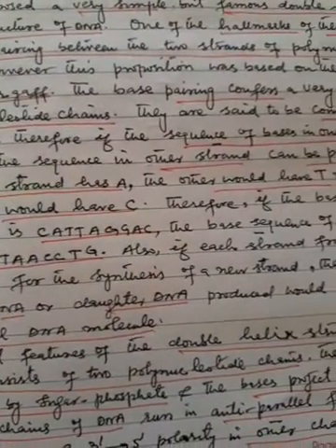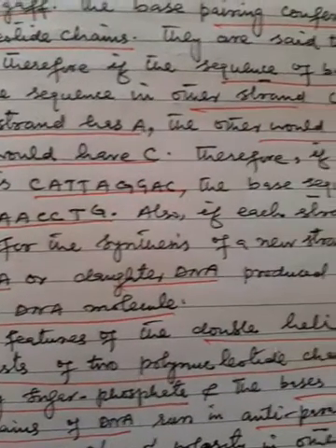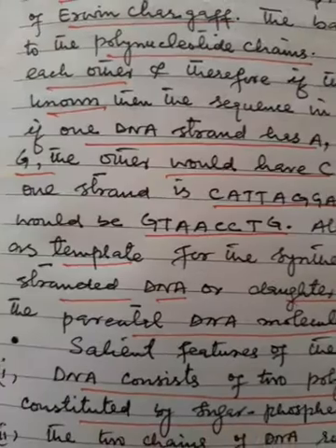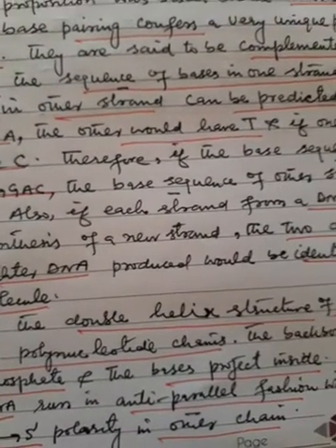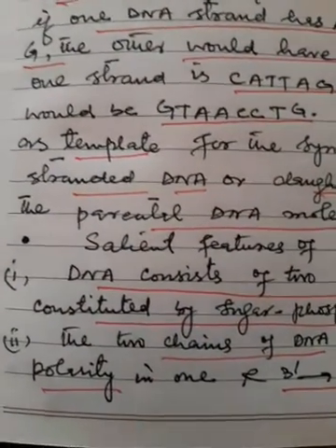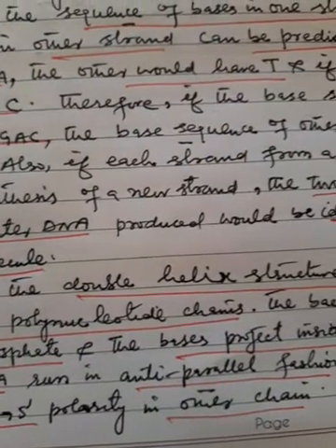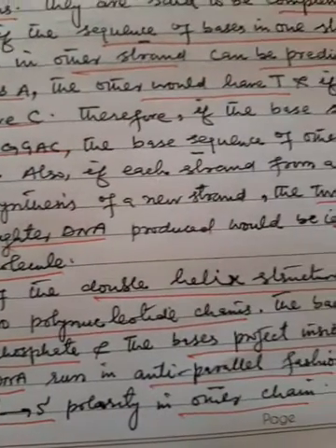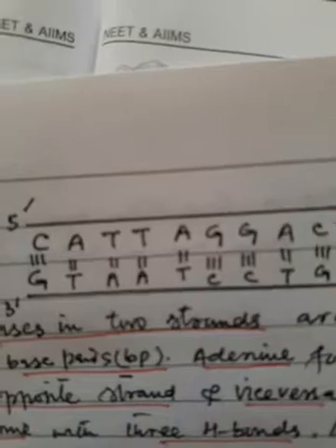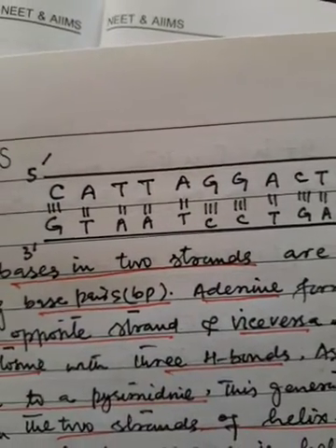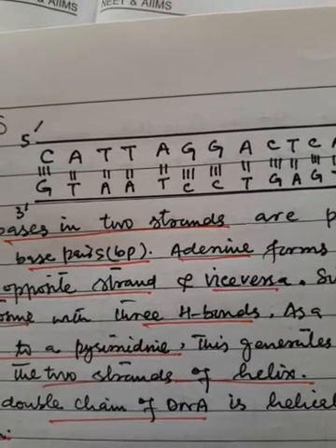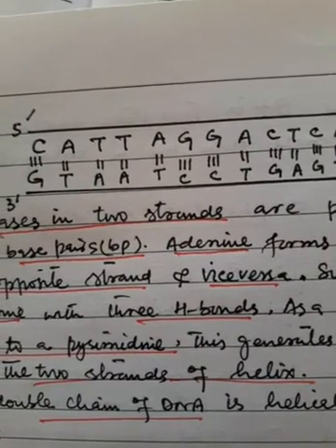Salient features of the double helix structure of DNA are: Number 1, DNA consists of two polynucleotide chains. The backbone is constituted by sugar-phosphate and the bases project inside. Number 2, the two chains of DNA run in anti-parallel fashion, with 5' to 3' polarity in one and 3' to 5' polarity in the other chain. This is the 5' to 3' and 3' to 5' chains. C is joined with G with 3 hydrogen bonds and A with T by 2 hydrogen bonds.